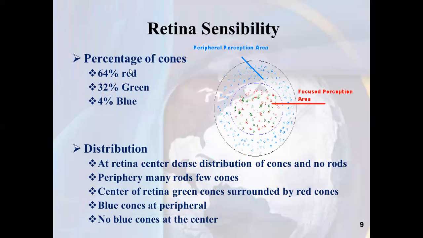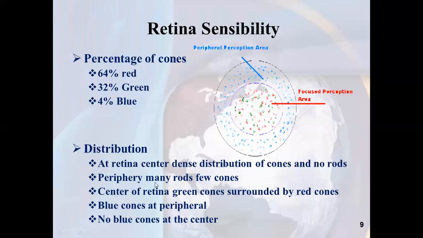Okay, now for the percentage of cones, we have, as we said, three types of cone: red, green, and blue. We have 64% for red, 32% for green, and 4% for blue. And if we look at the distribution, at the retina center, there is a dense distribution of cones, and there are no rods. This is the retina. At the center, we only have cones. We don't have rods. Because at the center of the image, we identify the colors of the objects.